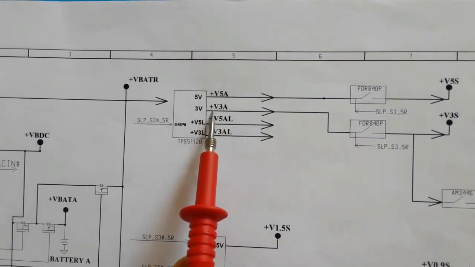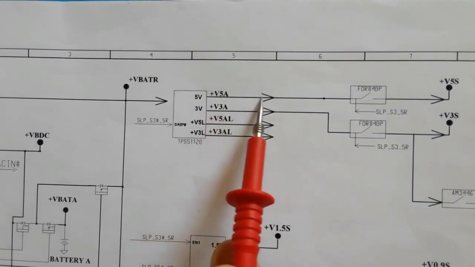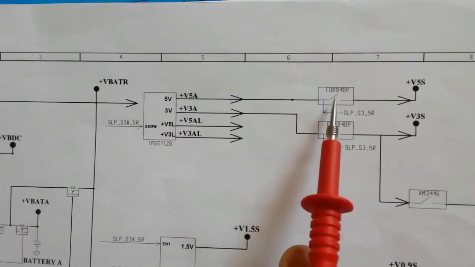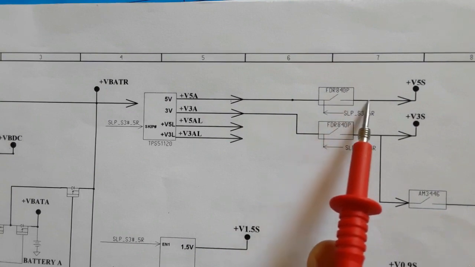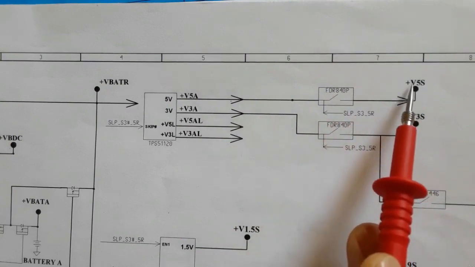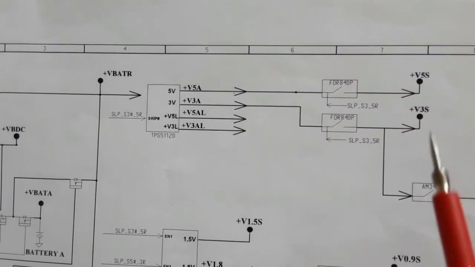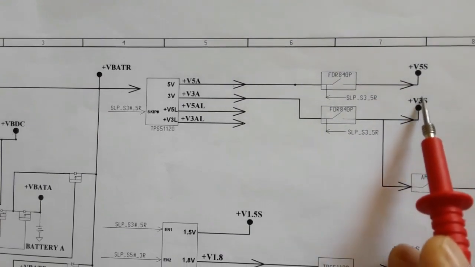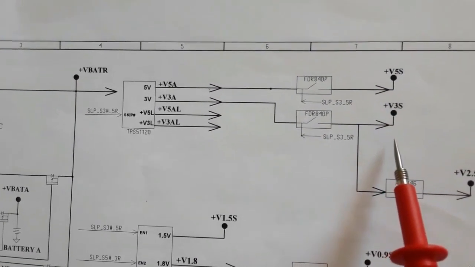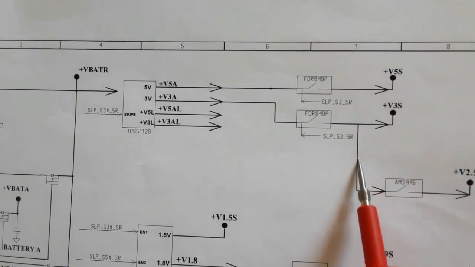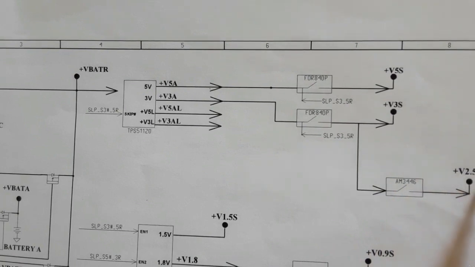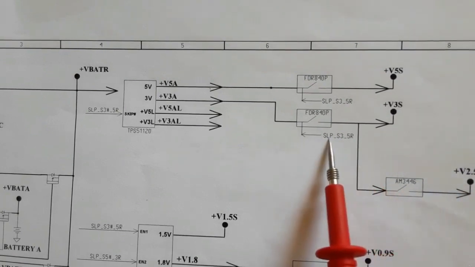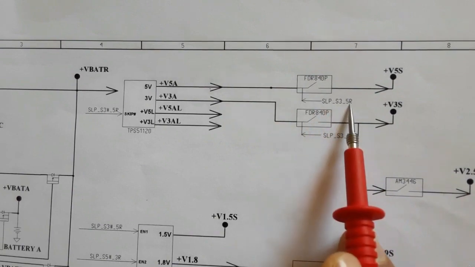And these two voltages, as you see, will be applied to two MOSFETs or switches in order to get, as you can see, plus 5 volt and plus 3 volt. This is a normal voltage. Then the 3 volt will be applied to another circuit, the AM3446, and we will get 2.5 volt. So this is for the 3 volt 5 volt power circuit, of course, after receiving these enable signals.